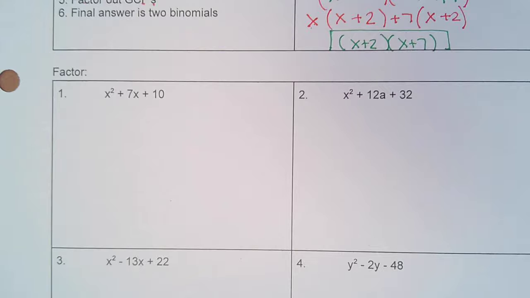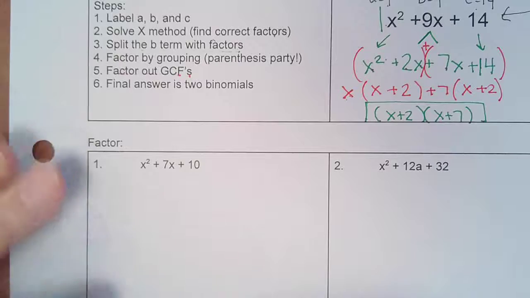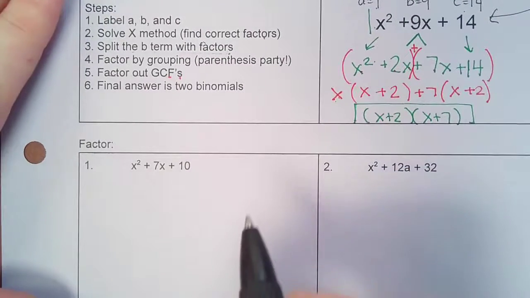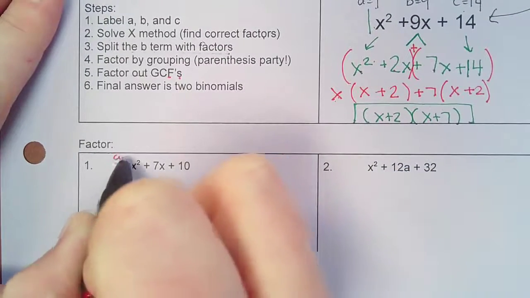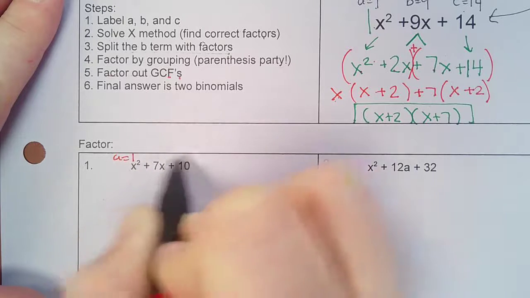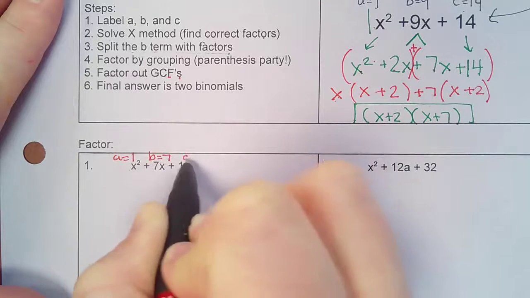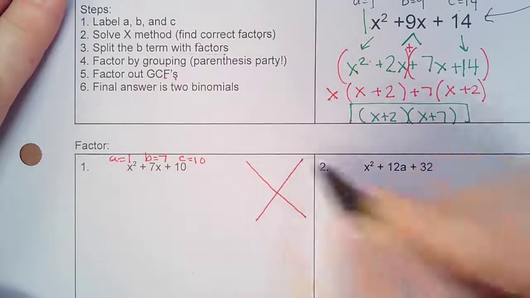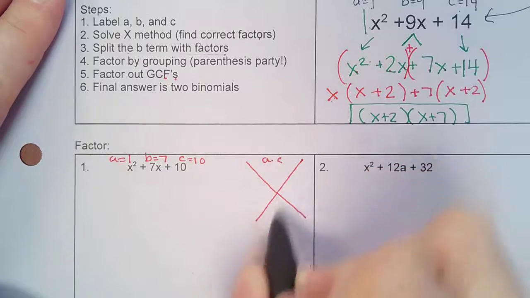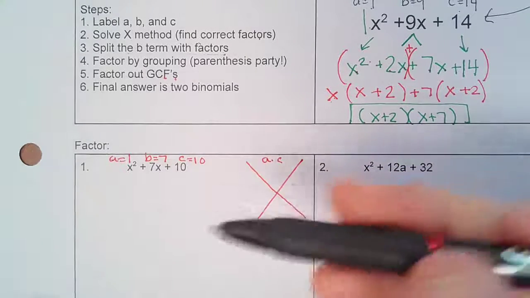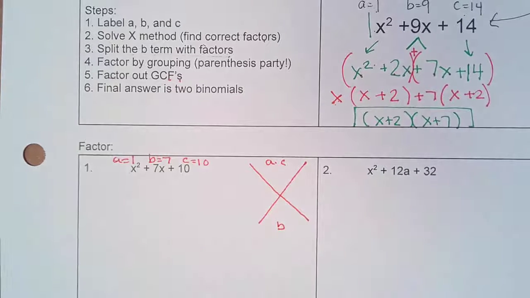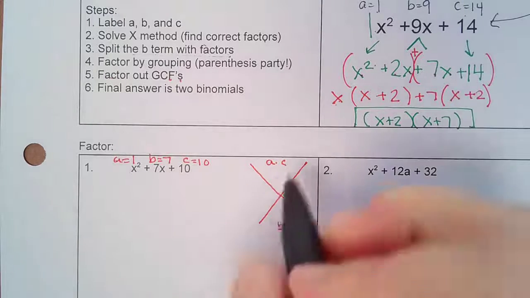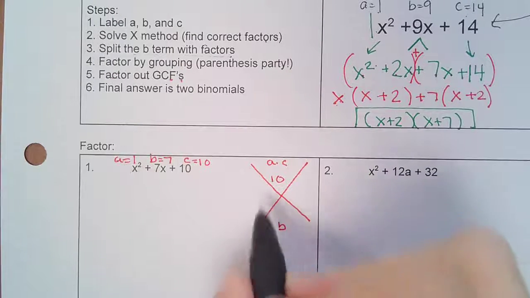These first four are going to be a little bit easier. So my first step, let's label A, B, and C. A is 1, it's the number in front of the x squared. B is 7, C is 10. Step 2, solve the X. At the top, A times C, at the bottom, B. If you think about a house, your attic, AC, is above the basement. So A times C, 1 times 10 is 10. At the bottom, B, 7.